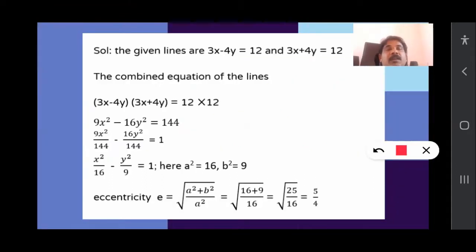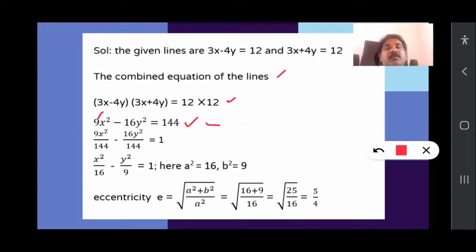Solution. The given lines are 3x minus 4y is equal to 12 and 3x plus 4y is equal to 12. For the combined equation of the lines, multiply these two lines. 3x minus 4y into 3x plus 4y is equal to 12 into 12. 12 into 12 is equal to 144. This is of the form a plus b into a minus b, that is a minus b into a plus b, therefore a square minus b square. 3x whole square is 9x square. 4y whole square is 16y square.